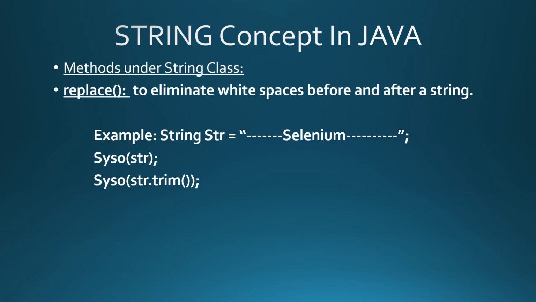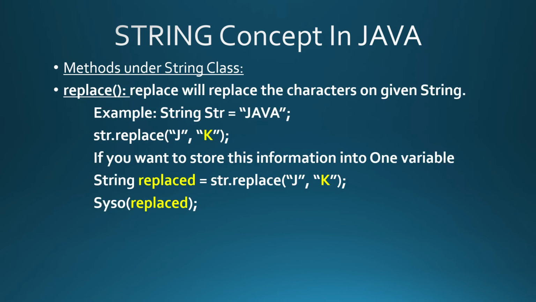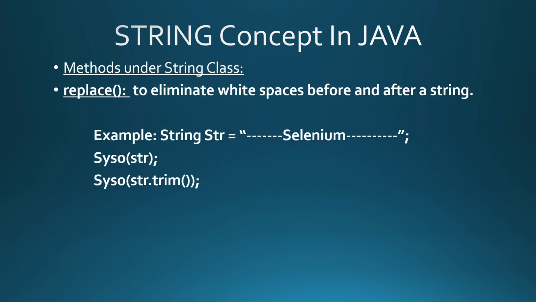So for now, we can consider this an example for the trim method. What is the use of the trim method here? I already discussed the replace method, sorry for that. This trim method is used to eliminate white spaces before and after a string. It will remove the white spaces before and after a particular string.